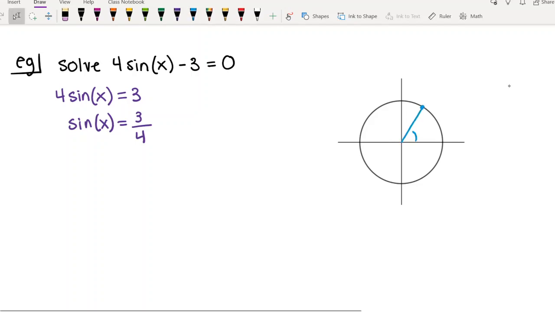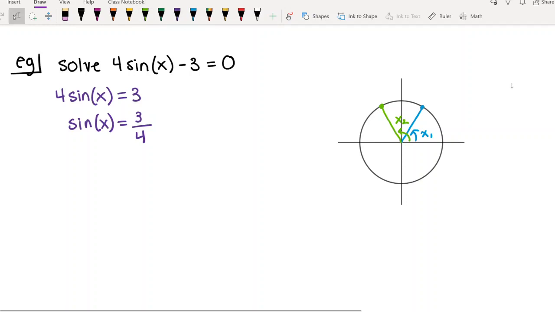So we can call this angle x1. And then the other angle that we're looking for is going to be directly across from that, at the same height. And so this angle we can call x2. Oh my gosh, I keep erasing my own stuff.